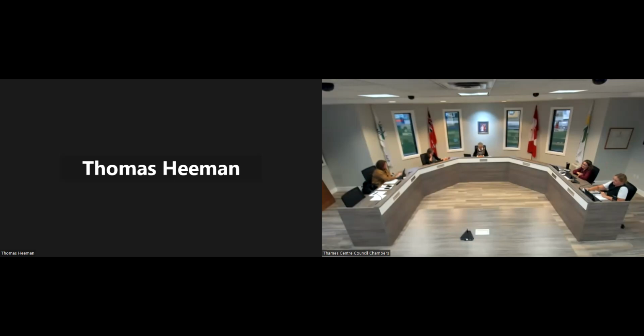Thanks. Moving on to bylaws. The recommended motion before us is that bylaws 19-2023 and 20-2023 be given third and final reading, and that bylaws 36-2023 through 43-2023 be adopted as presented. A mover, Deputy Mayor Smybert, seconded by Councillor Heeman. All in favor? Motion is carried.